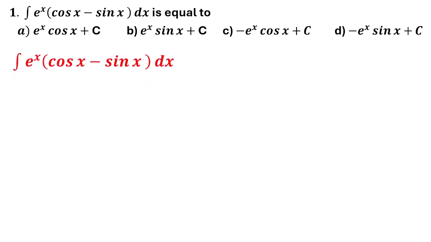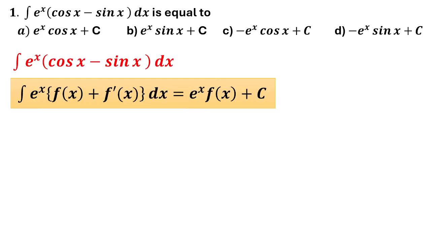Now we are taking that integral. We have seen one result. If it is e power x, be careful, it cannot be e power anything other than x. The integral of e power x into a function plus its derivative dx is e power x into that function. Here your job is to identify which is the function and which is its derivative, because cos and sin, cos derivative is sin, therefore you should be careful with that.